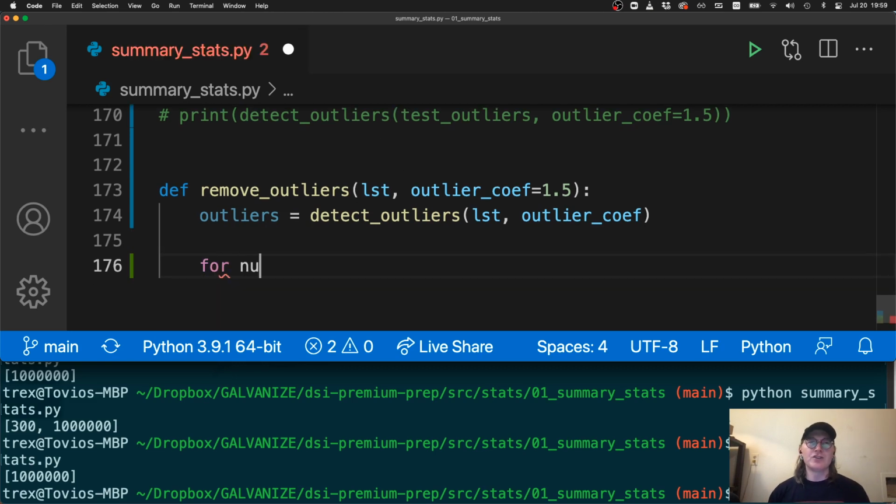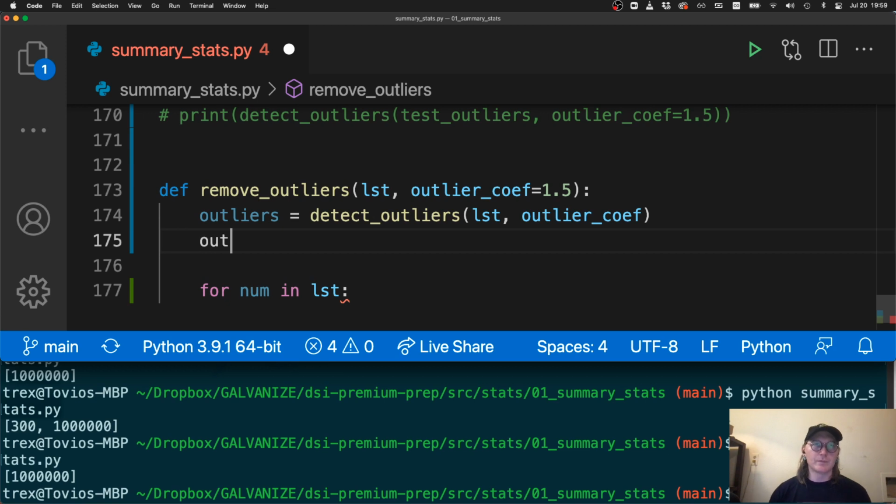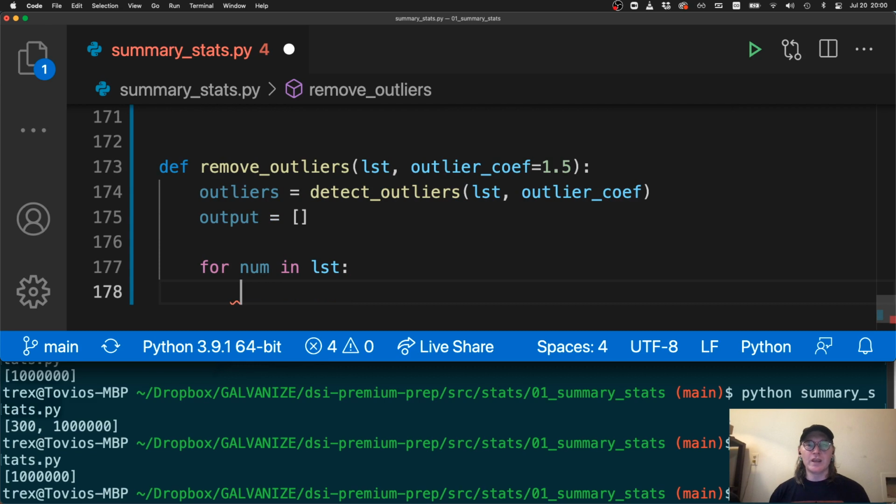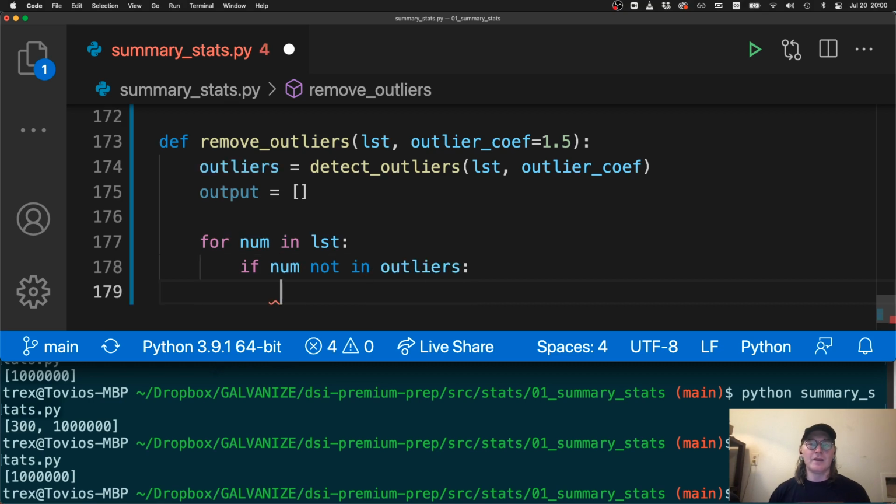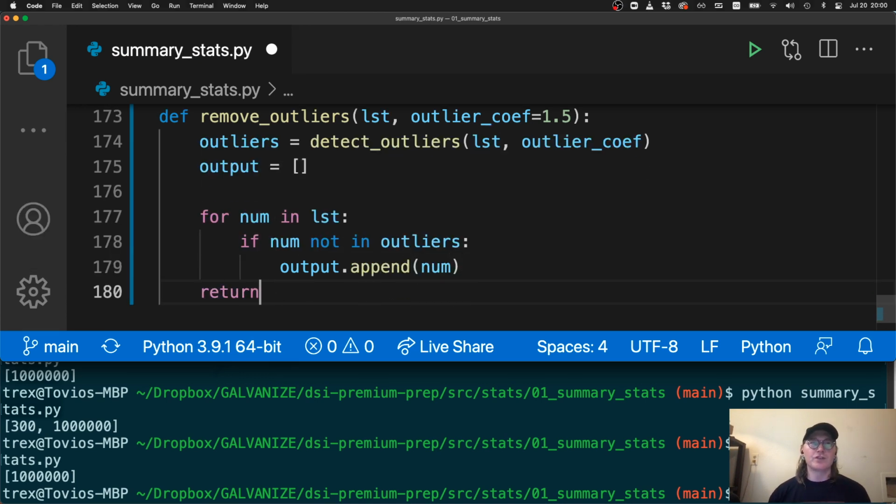So I can say for each number in that list that we originally got, and I'm going to collect everything into a new list. I'll start that off as empty. For each number in our list, if the number is not in our outliers, then we can append it, right? So this is one approach. We can say output.append the number. And we can return the output. So this is kind of an additive approach. We create an empty object, and then we go ahead and fill it in.